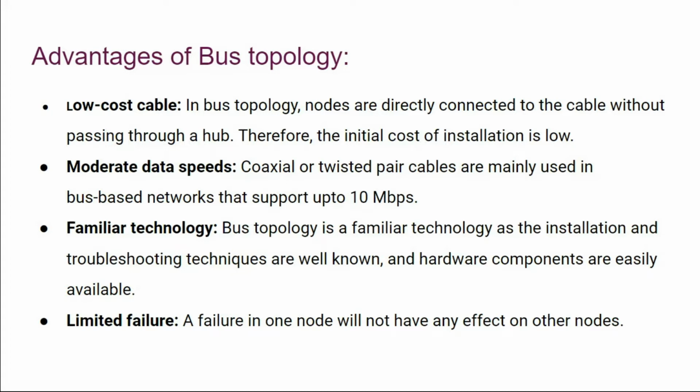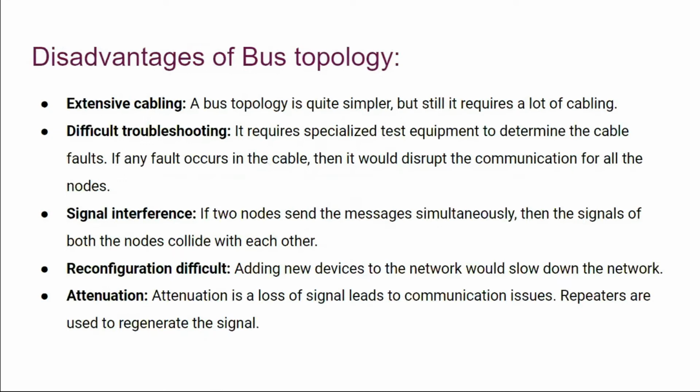It is a very familiar technology, and troubleshooting is also easy because we don't need a very high-end person to troubleshoot our networks. Failure rates are limited, and only a limited set of failures are possible here. Now for the disadvantages. When it comes to cabling extension, the bus topology is easy to set up, but when you want to extend it, it's a little bit tough. And in troubleshooting, if any one system is affected, finding that system and correcting the fault is somewhat disturbed.